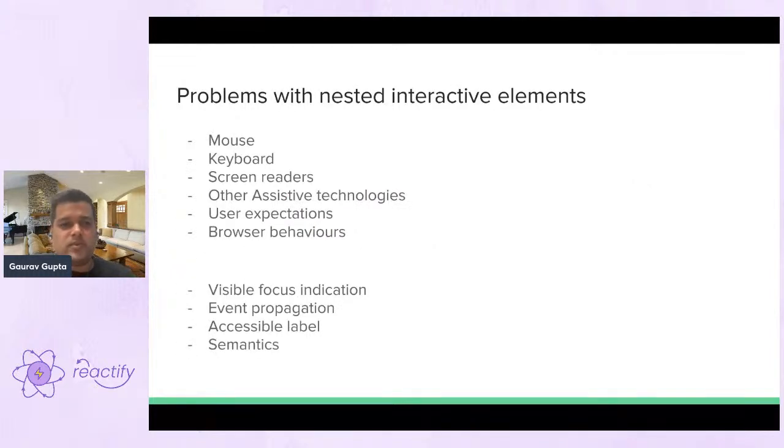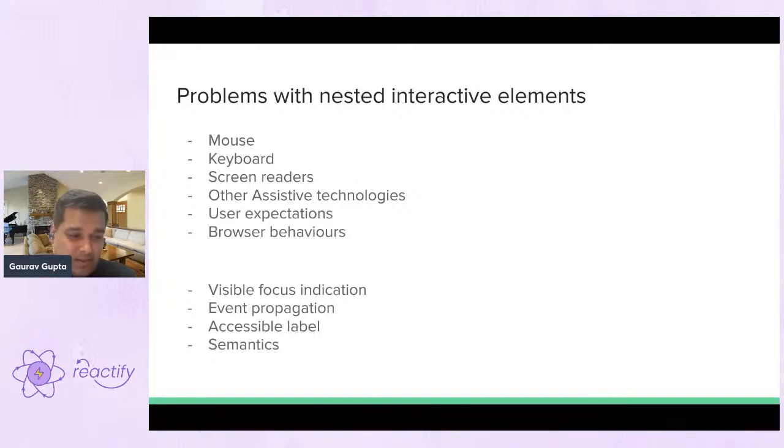In terms of problems that we get into with nested interactive elements, there are problems which are applicable to mouse users, and there are problems which are applicable to keyboard users, screen reader users, and even other assistive technologies that we do not use on a day-to-day basis. Then there's a problem of user expectations. Even if you create an element which has some kind of nested interaction, since the user has not seen any such elements in the wild, and even in any known applications that they use, they wouldn't really understand by default how to use a certain interaction, right?